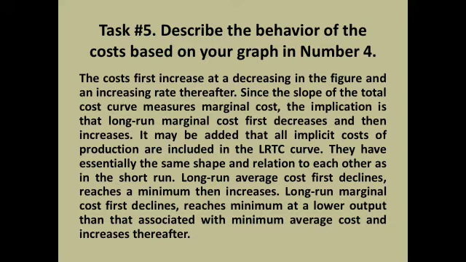So, the long-run average cost first declines, reaches a minimum, then increases. The long-run marginal cost first declines, reaches a minimum at a lower output than that associated with the minimum average cost, and increases thereafter.